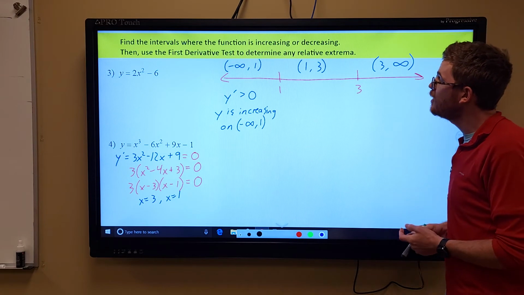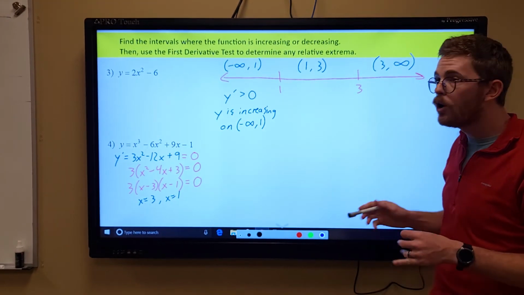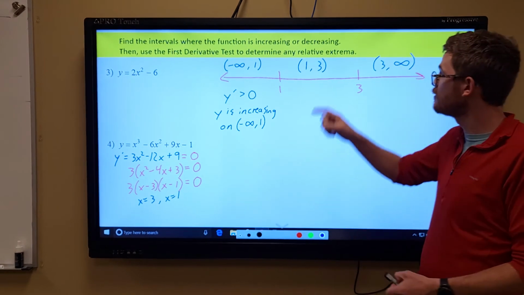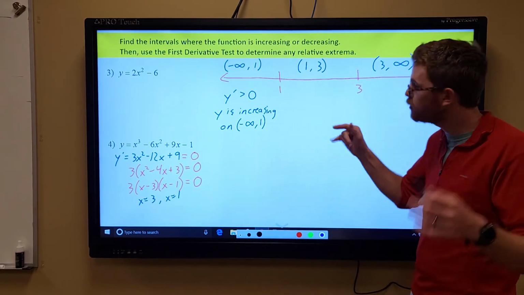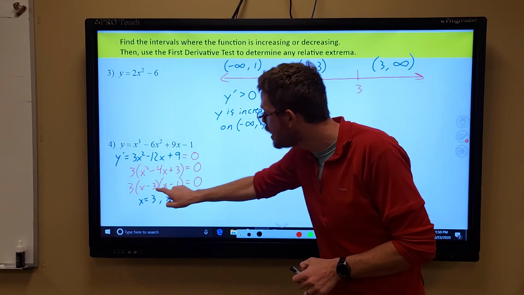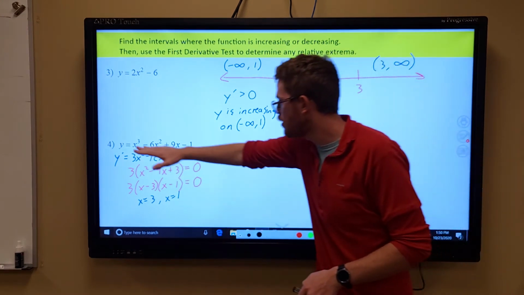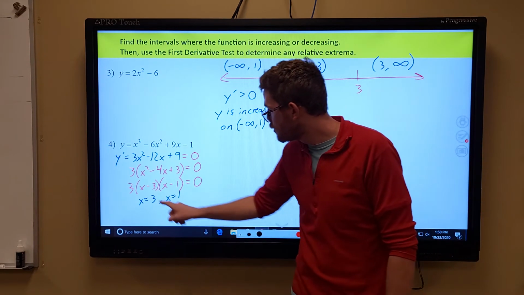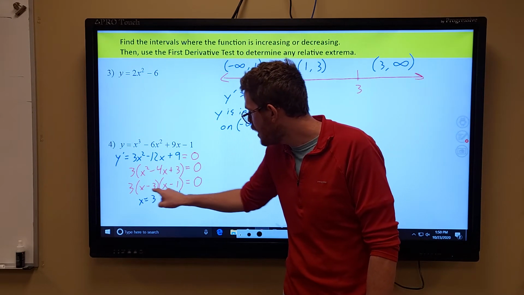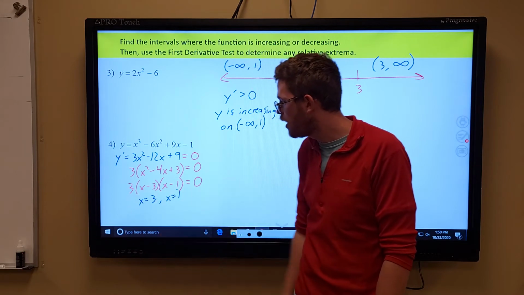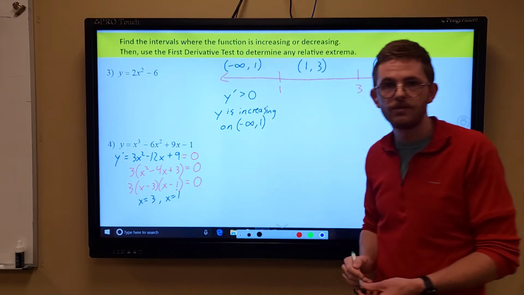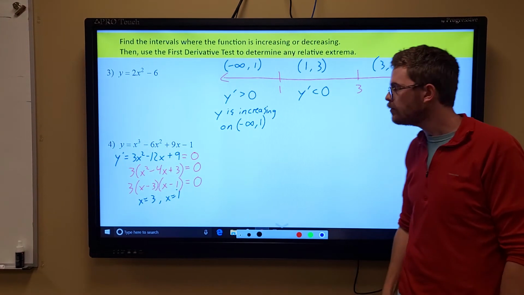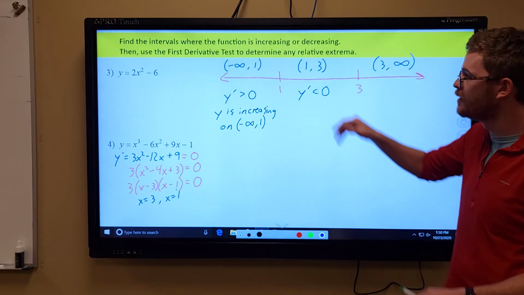Take a look at the second interval from 1 to 3. We need to know what our derivative is doing. Do we have positive slopes here? Do we have negative slopes? I'm going to check 2. 2 is on this interval. If I plug 2 into my derivative, all of these right here are different forms of our derivative. And so if I plug it in down here, it would be a negative 1 times a positive 1 times a positive 3. A negative times a positive gives me a negative. So I see my derivative is negative on this interval.